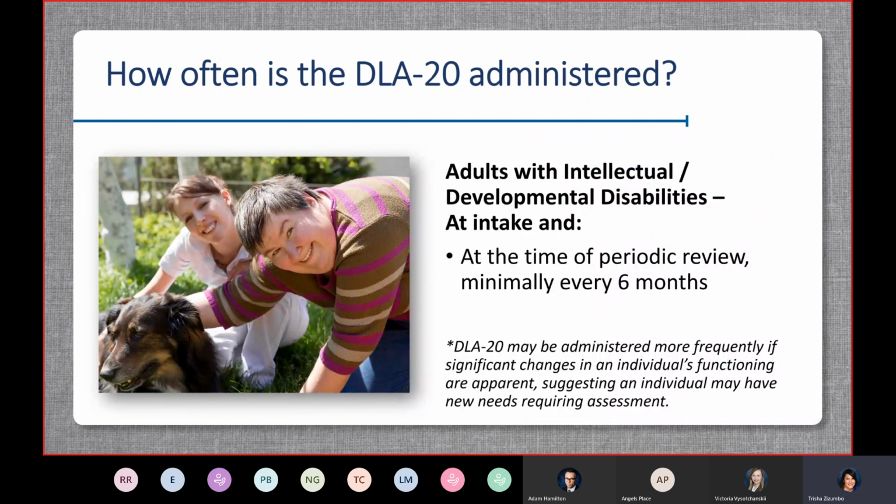With adults presenting with intellectual and developmental disabilities, the DLA 20 is administered at intake, at the time of the periodic review, and minimally every 6 months. And the DLA 20 may be administered more frequently if needed, as mentioned before.